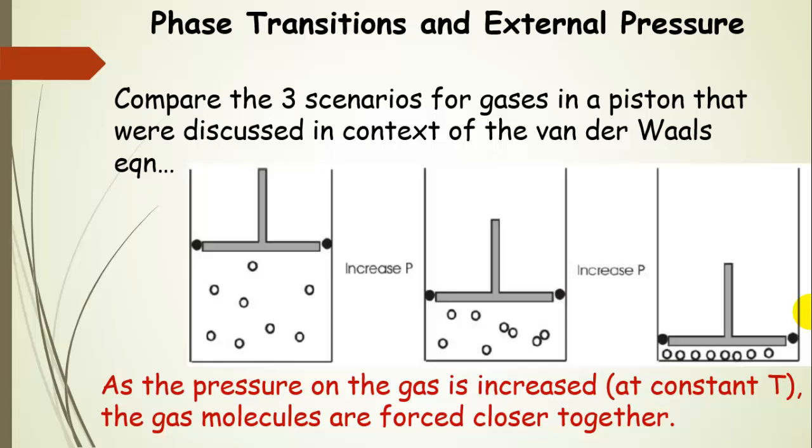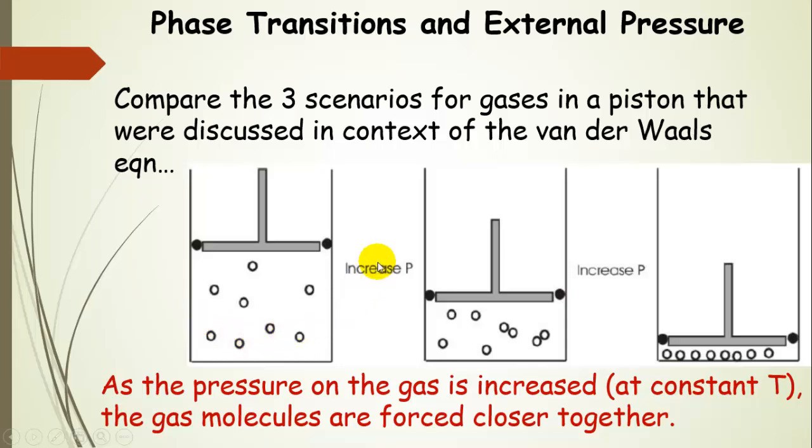Now, this little picture is one that I used in the van der Waals real gas discussion. So we have 3 scenarios for gases in a piston. And we're going to start with this first scenario here. So we just have gas in a cylinder. It has plenty of room to move around.